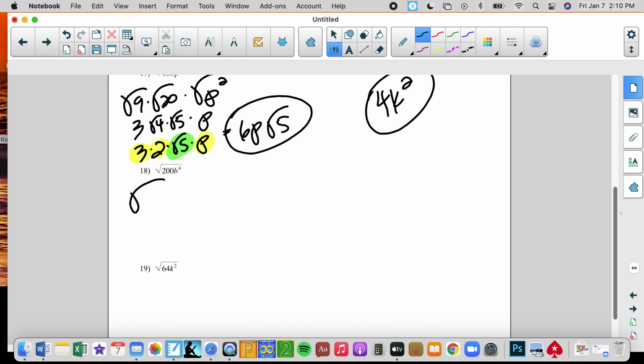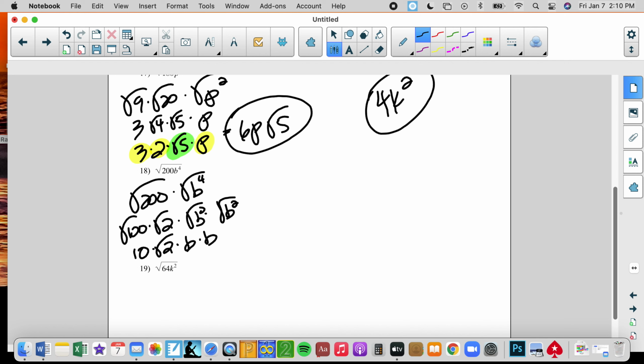Coefficients. So this is the square root of 200 and the square root of b to the 4th. Square root of 200, I'm going to write square root of 100 times square root of 2. B to the 4th is going to be b squared, b squared. So that's 10 times rad 2 times b squared, which is 10b squared rad 2. We have the 10, we have the 2 b's outside, which makes b squared, and then we have that radical left by itself.